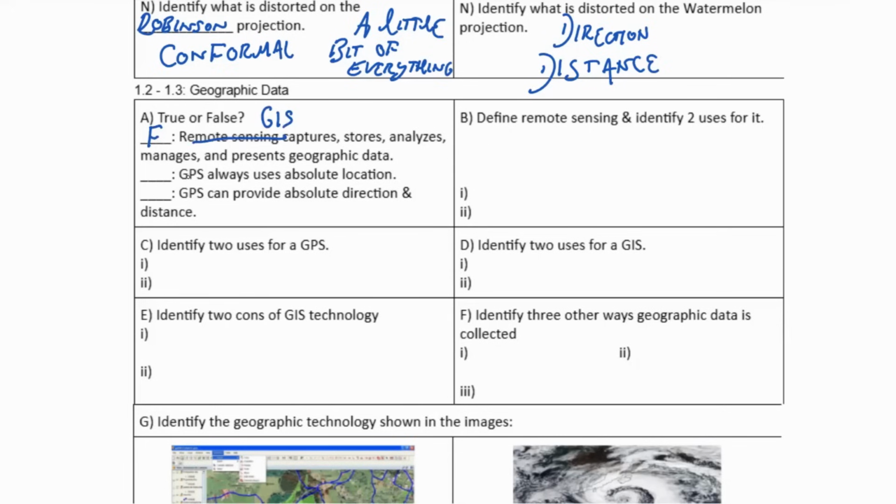All right, the next one, a GPS always uses absolute location. That is true. It never uses relative location. It uses absolute location and wants to know where exactly you are on Earth. The next one, GPS can provide absolute direction and distance.